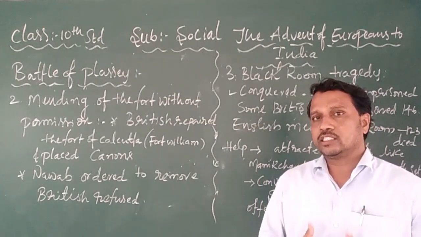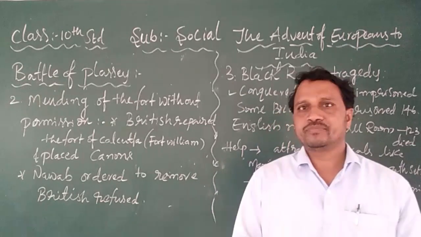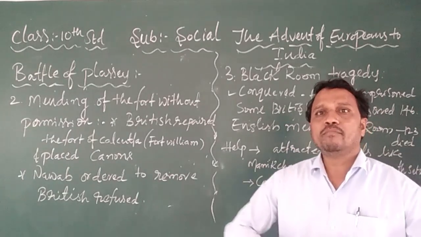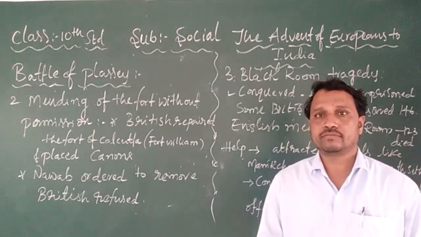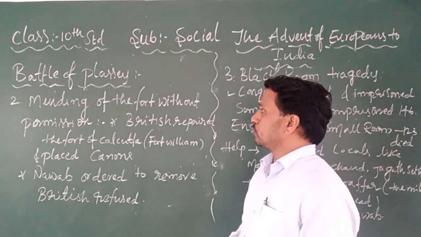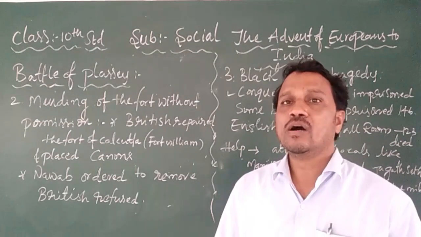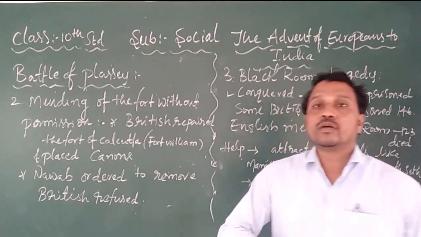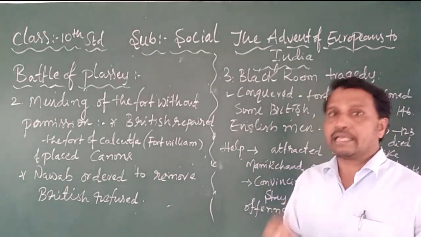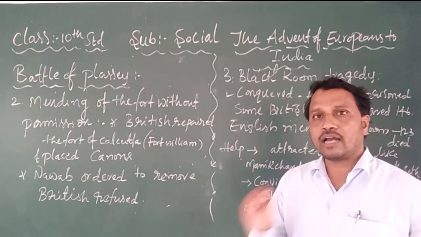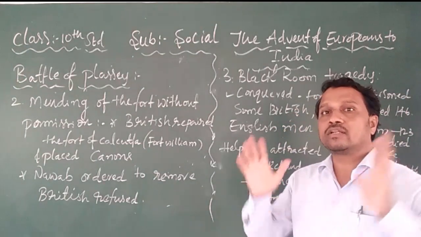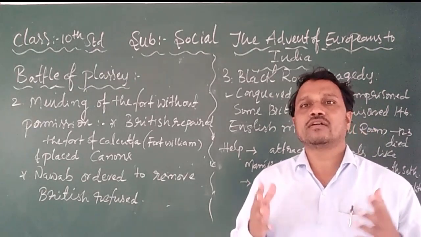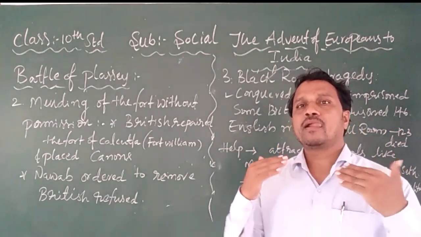See, on one side they were misusing the dastak license, and then without asking any permission from the ruler or Nawab, they were doing themselves whatever they needed. That is the mending of the port without permission. Mending is nothing but repairing the port, which was constructed by the British people in Calcutta. The port's name is Fort William. They repaired Fort William without the permission of the Nawab, and in that port they were also storing cannons and larger weapons.